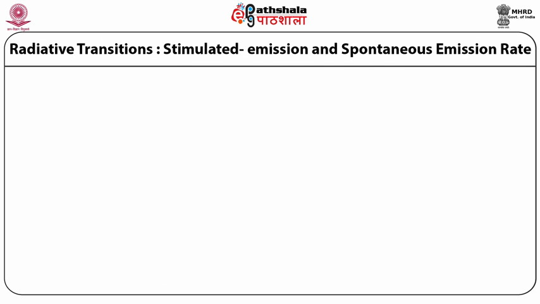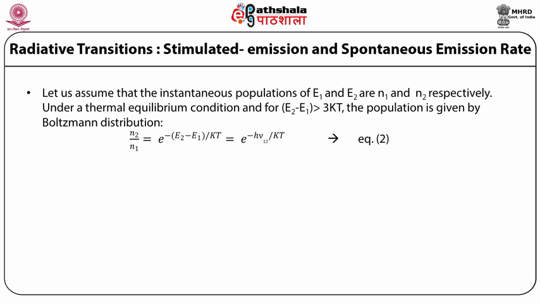Let us now discuss the stimulated emission and spontaneous emission rate. Let us assume that the instantaneous populations of E1 and E2 are N1 and N2 respectively. Under a thermal equilibrium condition, and for E2 minus E1 greater than 3 kT, the population is given by the Boltzmann distribution, that is N2 by N1 equals e to the power minus (E2 minus E1) by kT, equal to exponential minus h nu 12 by kT.